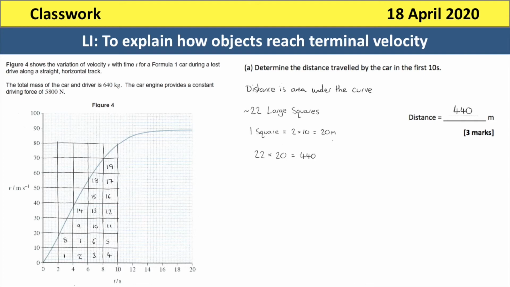Now obviously, depending on how you have drawn your squares and how accurate you've wanted to be, there is going to be a range of different answers available. The mark scheme for this exam question said accept any answer between 425 metres and 450 metres.